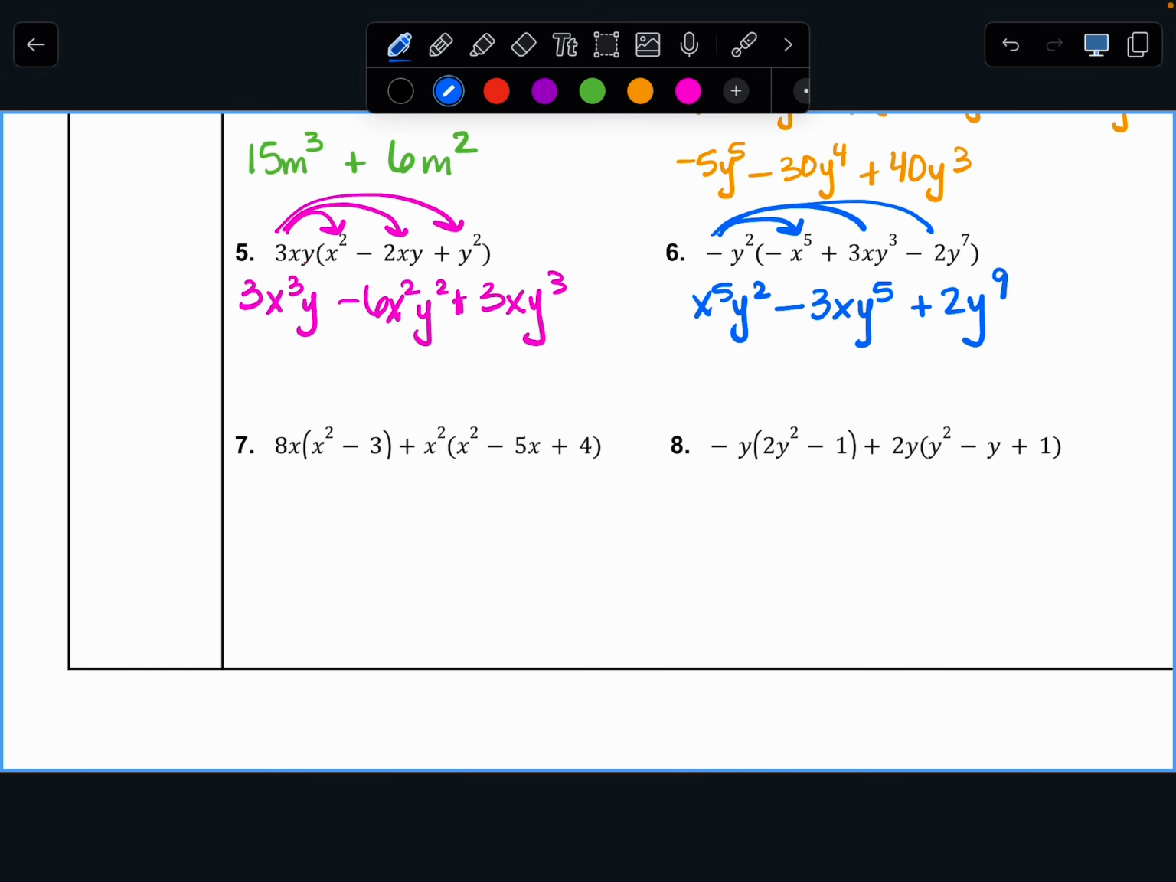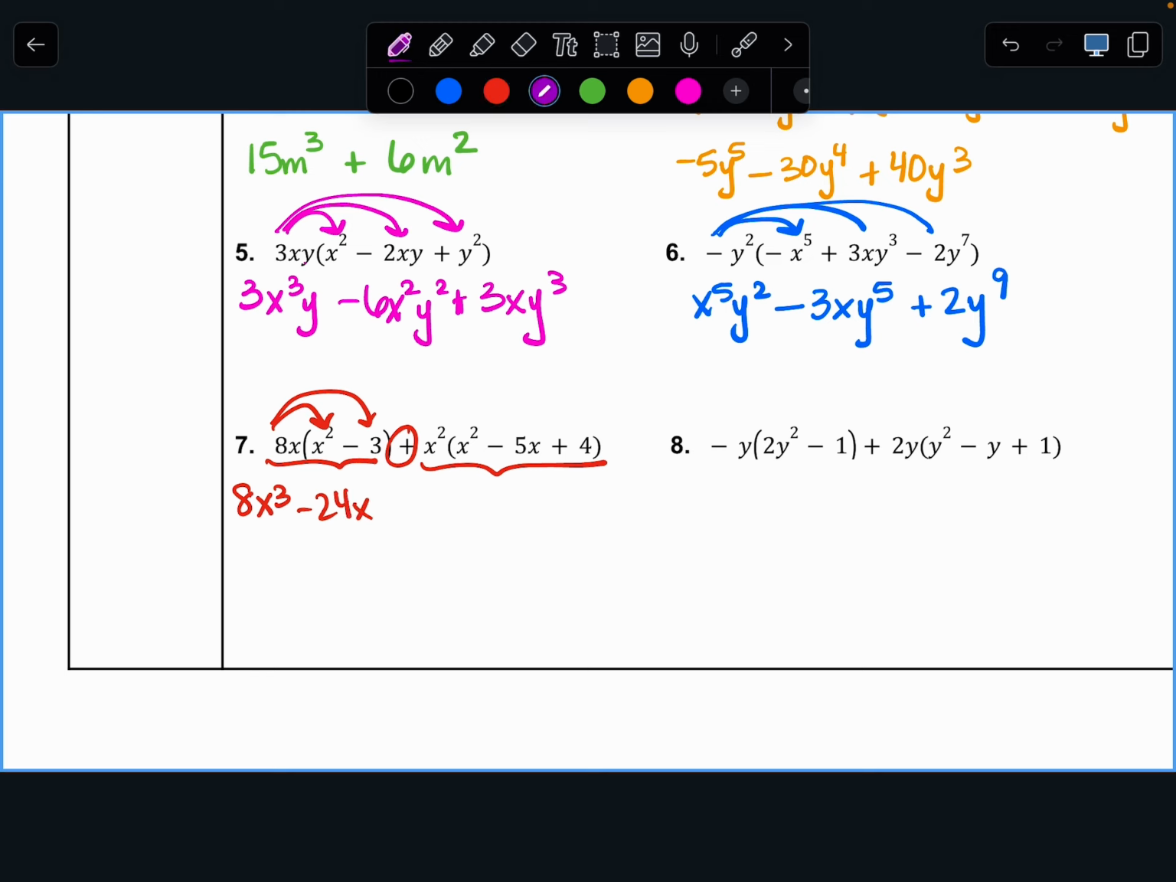The last two problems have us multiplying and then combining like terms, because this is two separate things that I have to add together. So I have to distribute separately and then combine like terms. So first we're going to do the first one. 8x and an x squared, that's 8x^3. And then 8 and a negative 3 is negative 24x.